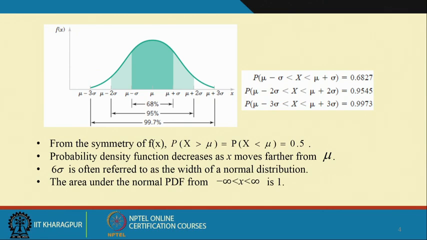So, this is basically the way the normal distribution figure is interpreted. Another thing you can see from the symmetry is that the probability of x greater than mu equals the probability of x less than mu, which equals 0.5, meaning on the left side of mu the probability is 0.5, and on the right side of mu also 0.5.